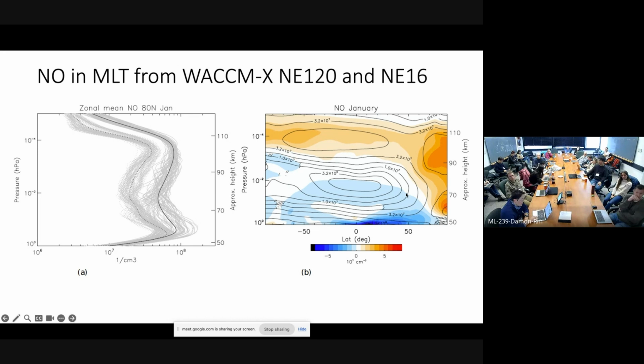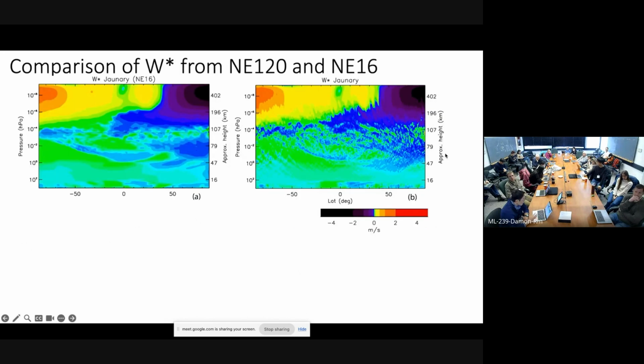On the right side, the line contour is just the background, the zonal mean nitric oxide, and the color contour is the difference between the high res and the low res. So again, you can see that in the polar night region, there's a very significant increase in the nitric oxide. So why? What's the cause of that difference?